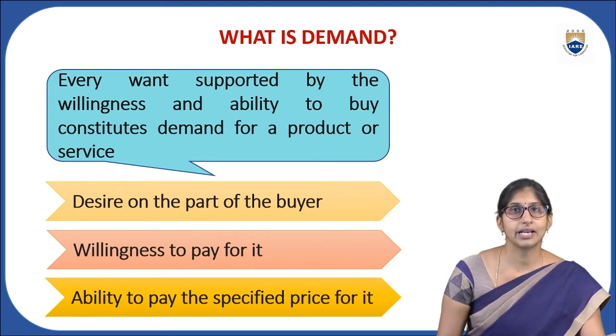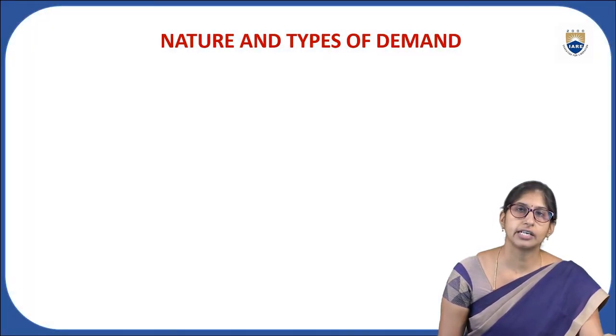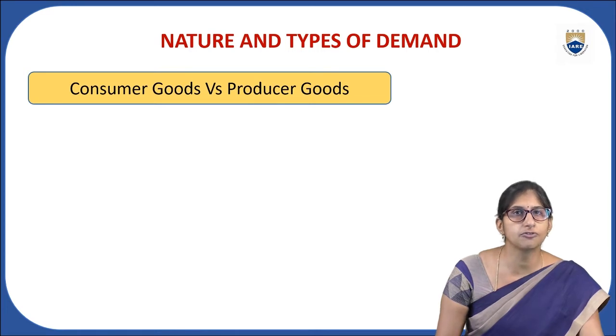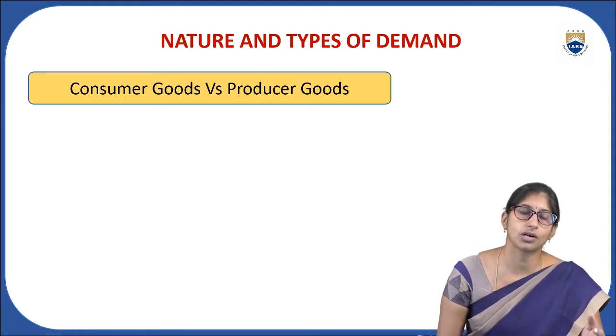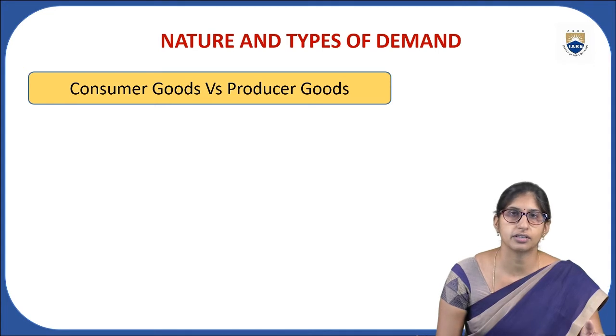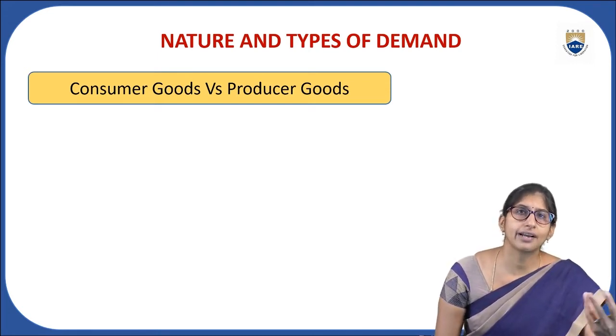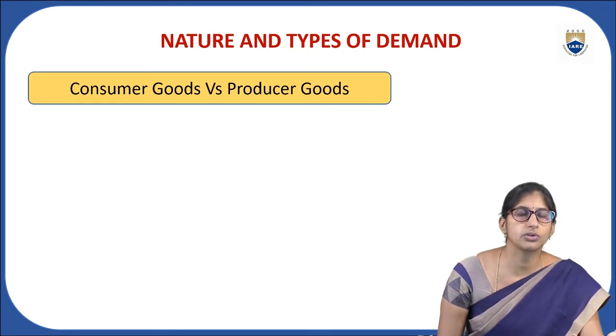Now let's move on to the nature and types of demand. We have different types of goods, and so different types of demands in nature. We are going to differentiate different types of goods so that we also understand the different types of demands which are created. Coming to the first one, consumer goods and producer goods. Consumer goods are those which we consume directly and immediately, which give direct satisfaction to us. For example, wheat, bread, rice and apple all come under consumer goods.